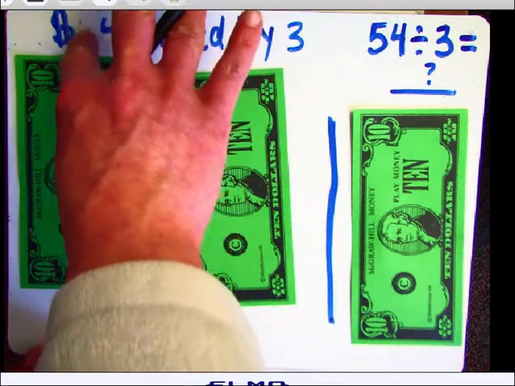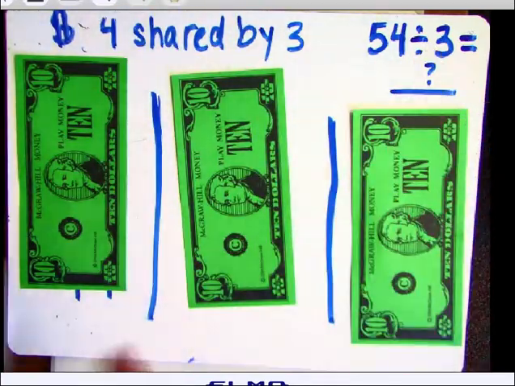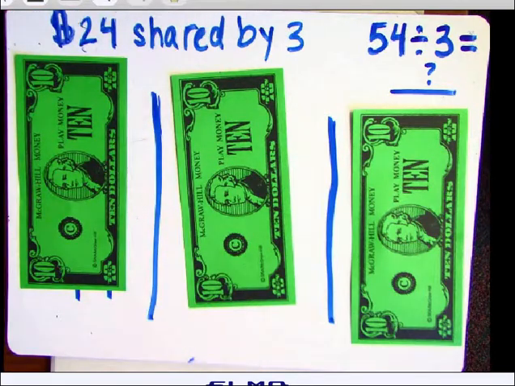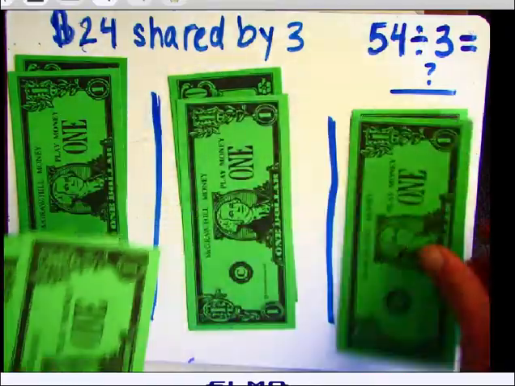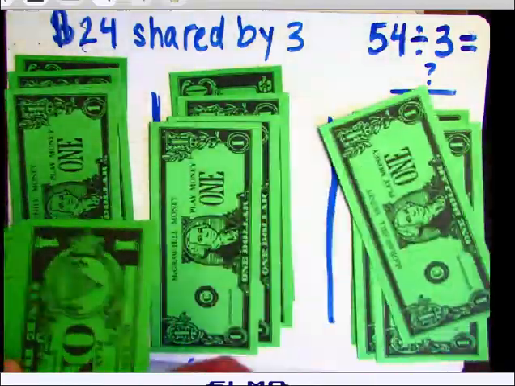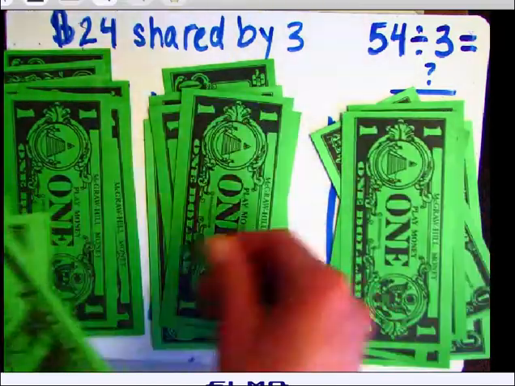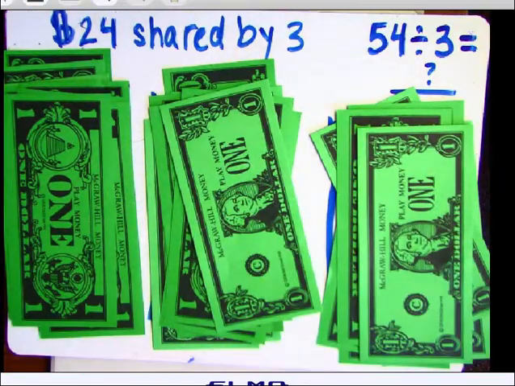I'm going to leave my number model the same because this is the answer I'm actually looking for, but just to keep my mind straight, I'm just going to make sure that I remember that now I have to share $24 by 3 people, only using $1 bills this time though. So we're going to count to 24. 1, 2, 3, 4, 5, 6, 7, 8, 9, 10, 11, 12, 13, 14, 15, 16, 17, 18, 19, 20, 21, 22, 23, 24.